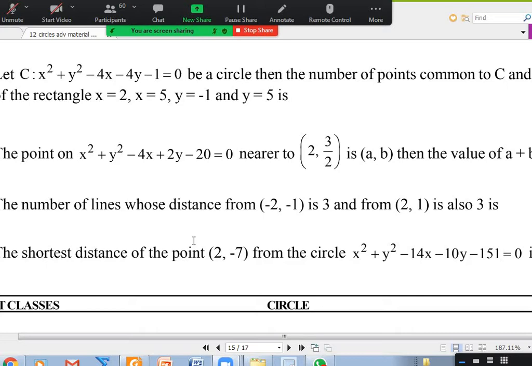Those who completed 13th, tell me in 15th question how it is connected to the circles chapter.